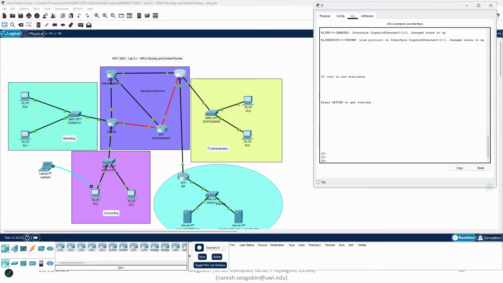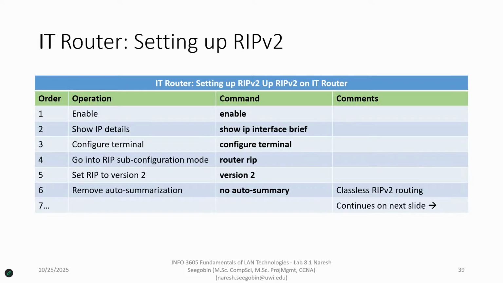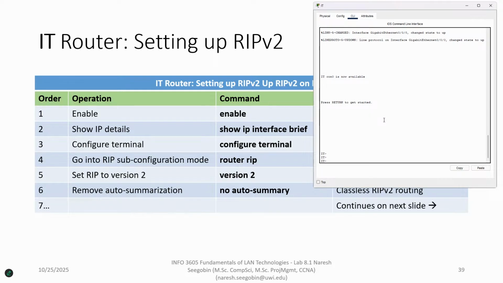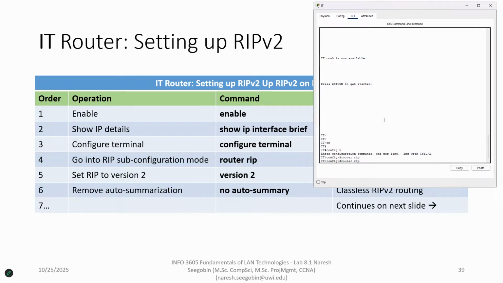we're just going to configure IT and let IT have RIP configured on it, right? So you notice some things repeated. Router RIP, version 2, no auto-summary, right? So we're not going to continue with it. Next slide.